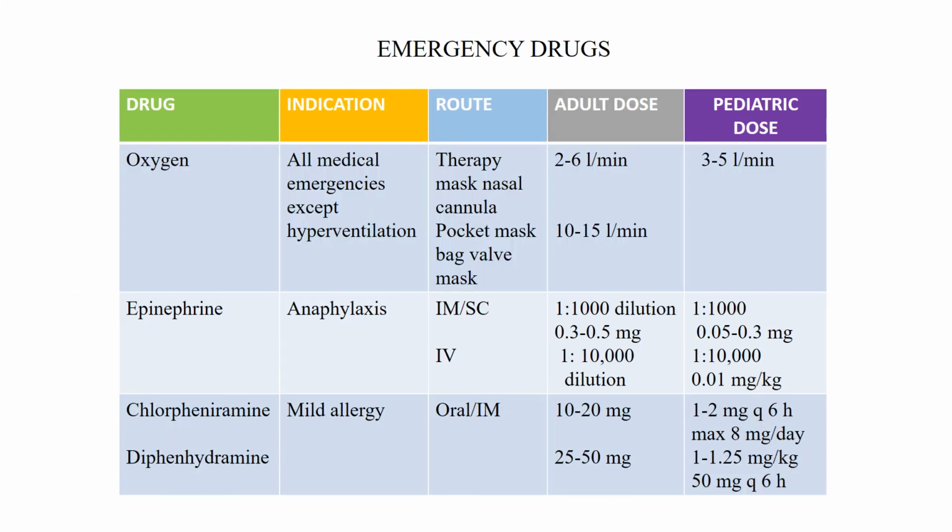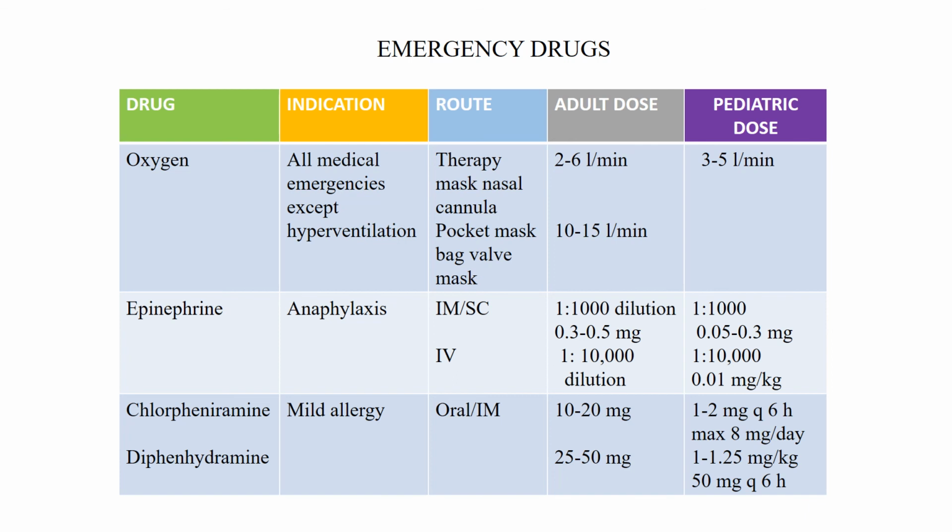Alright, this is to summarize the pharmacological agents that have been discussed and other important pharmacological agents. Okay, so oxygen, as mentioned before, is indicated for all medical emergencies except hyperventilation. The route of therapy: mask, nasal cannula, can also give pocket mask, bag valve mask. Adult dose between 2 to 6 liters per minute. For pediatric dose, 3 to 5 liters per minute.